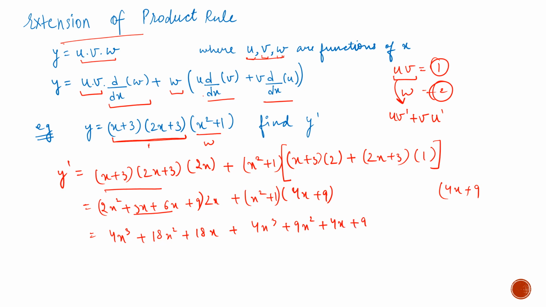Now we can take these two terms, 4 plus 4, 8x cube. Now we have the x square terms, 9 plus 18 is 27 x square, 18 plus 4 is 22 x plus 9. So this is our solution, the required solution.